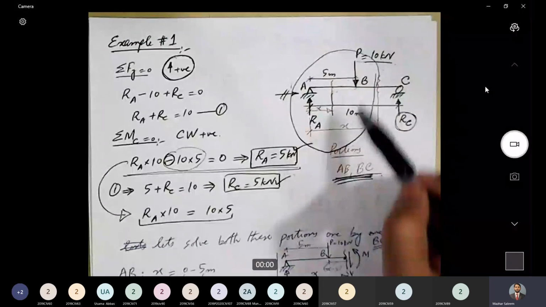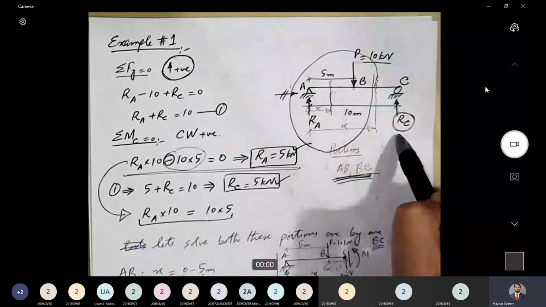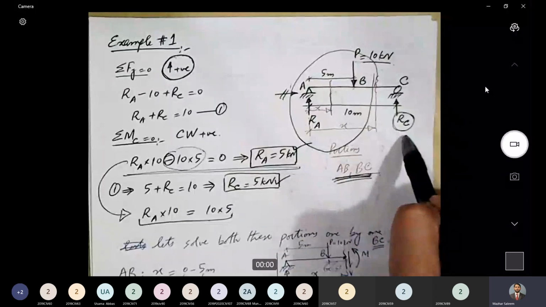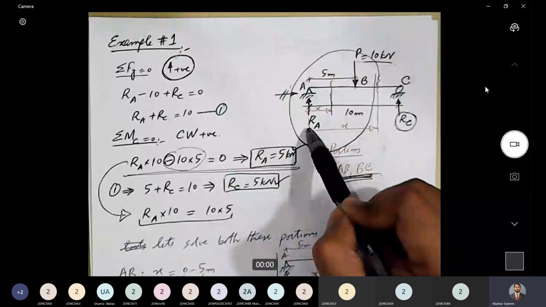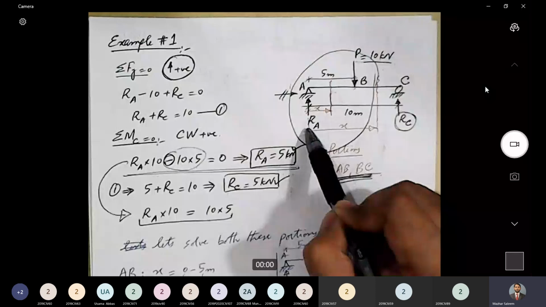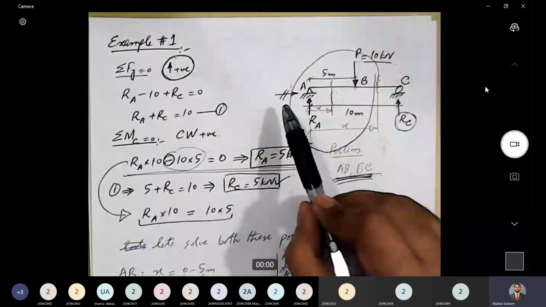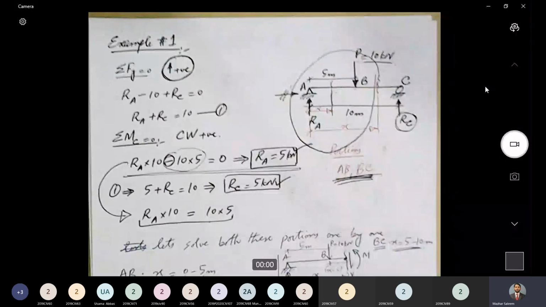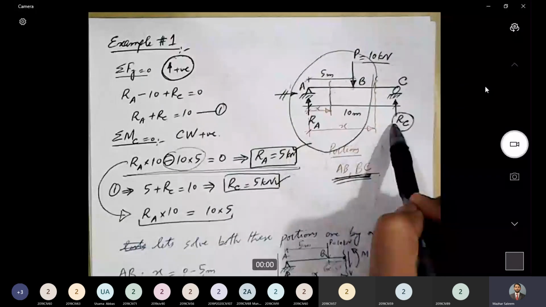Now, how many reactions will be generated in this case? We have a hinge support here, and we have a roller support here. A roller support will generate one reaction, let's call that RC, and hinge support, although it does have the capability of generating two reactions, will generate one reaction only. Why? Because there is no horizontal load acting on the beam, so there will be no horizontal reaction. There will be only vertical reaction. So there will be two reactions in total, vertical reaction at support A and vertical reaction at support C.